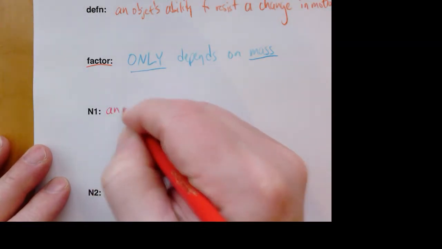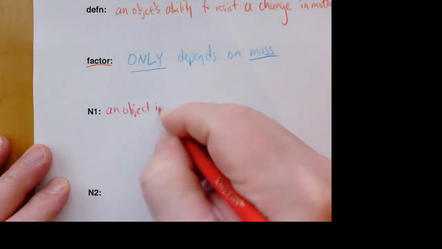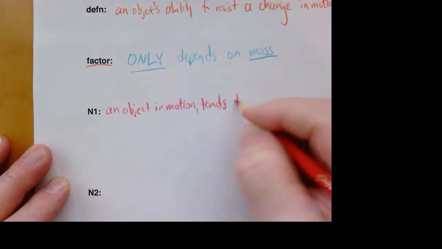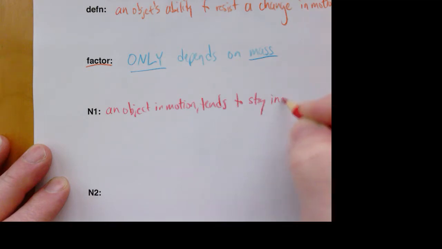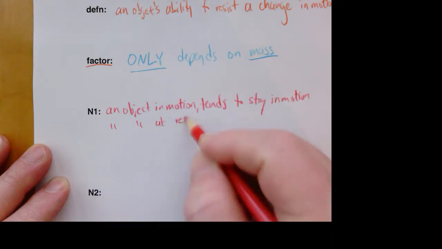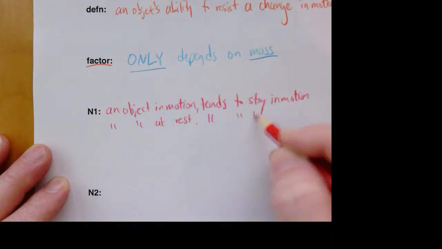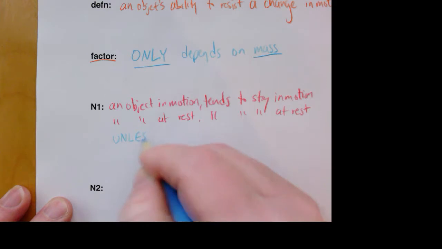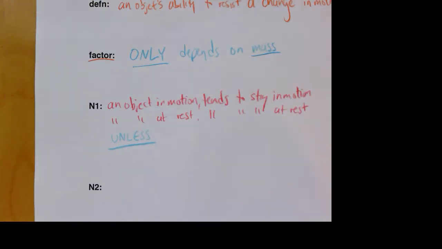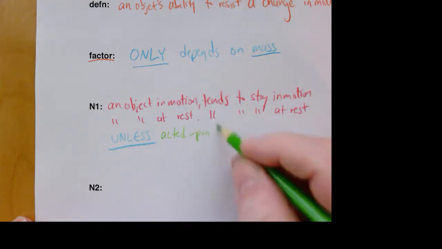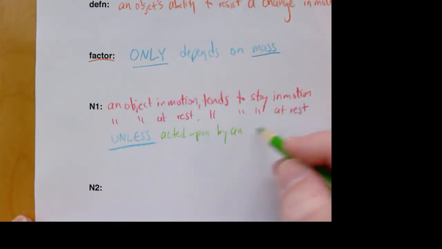an object in motion tends to stay in motion. An object at rest tends to stay at rest unless acted upon by an outside force.